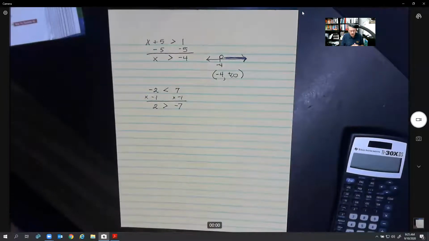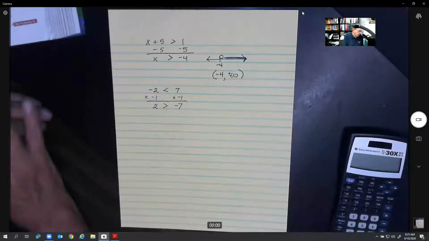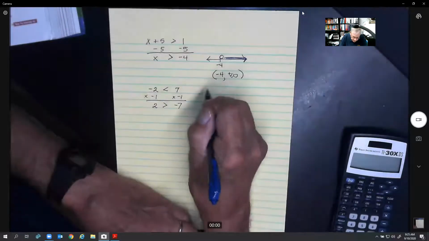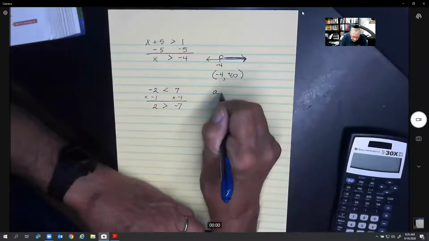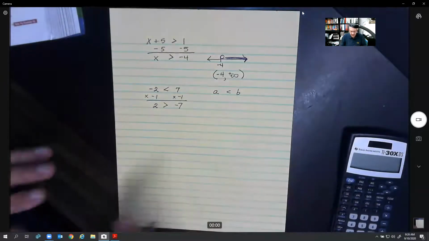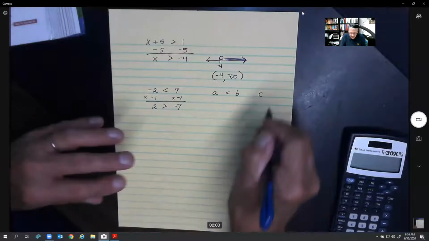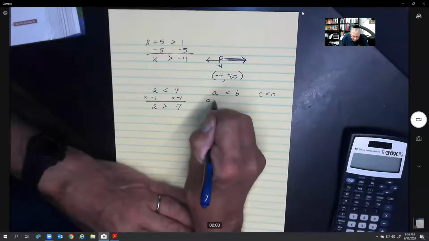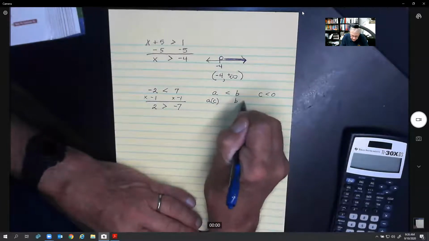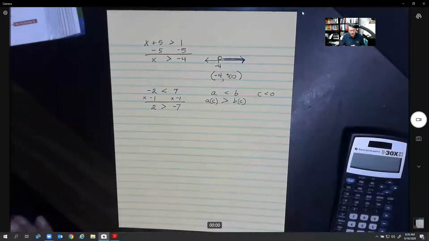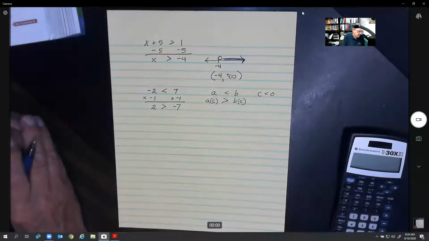So this is an important factor about inequalities. If you have an inequality and you multiply it by a negative value, then it's going to switch symbols. For instance, if A is less than B, and we multiply it by something that's negative, say C, and we say C is less than 0, that means C is negative. Then when I multiply by C here and C on the other side, the inequality is going to change. When I multiply by a negative value, the inequality changes.